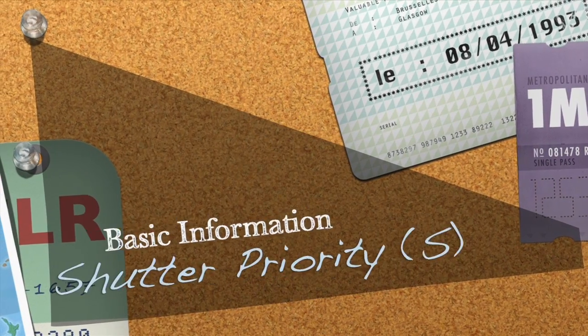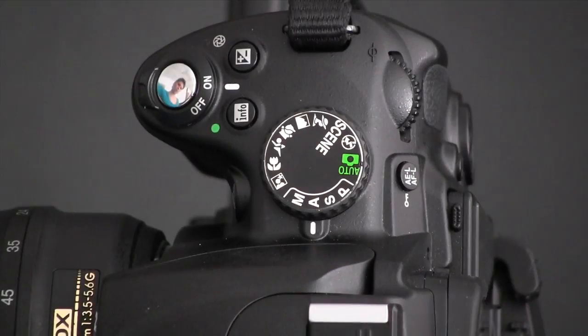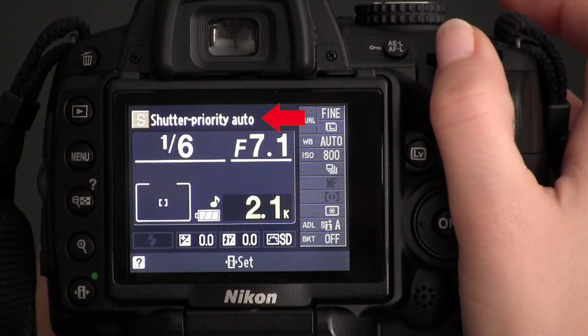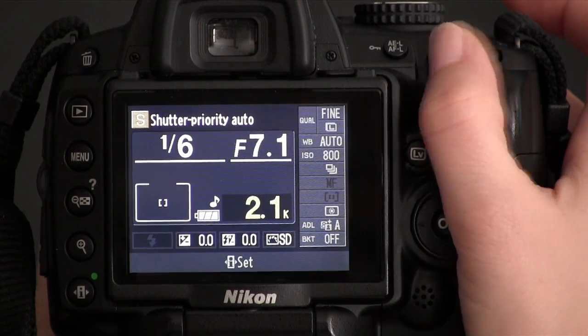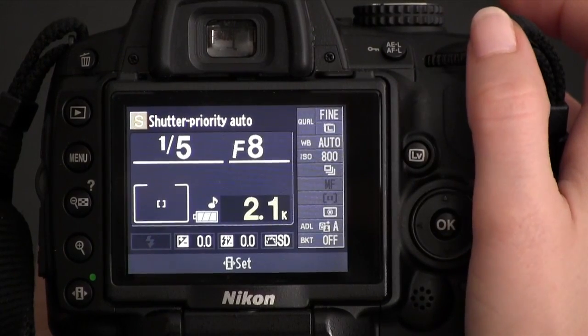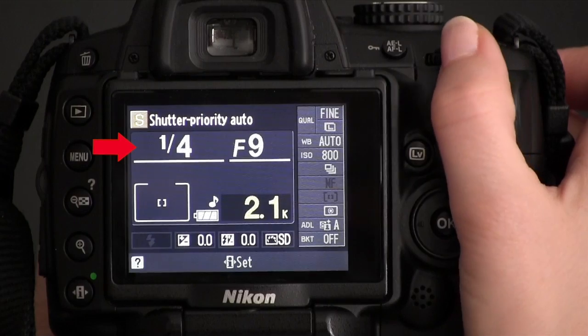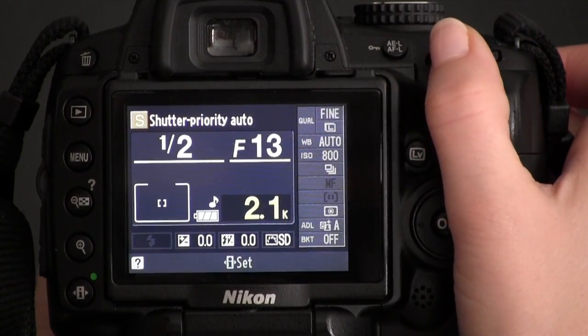The third program we will be using is the shutter priority mode. The mode dial will need to be shifted to the S position, representing shutter priority mode. As you notice, the camera is now presenting the words shutter priority auto at the top of the camera screen, signifying that it is in the correct mode. This mode allows for the shutter speed, the number displayed on the left of the screen, to be determined, and the f-stop located to the right will automatically be adjusted.